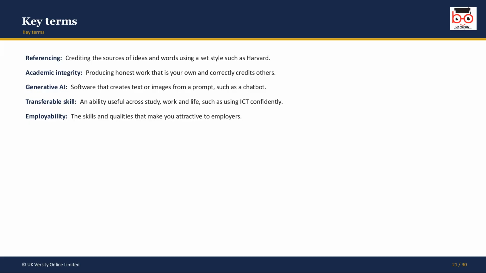A short glossary for this stretch. Referencing is crediting the sources of ideas and words using a set style such as Harvard. Academic integrity is producing honest work that's your own and properly credits others. Generative AI is software that creates text or images from a prompt, like a chatbot. A transferable skill is one useful across study, work, and life. Using ICT confidently is a good example. And employability is the mix of skills and qualities that make you attractive to employers.